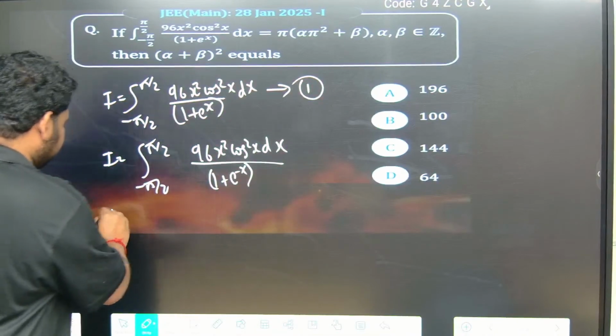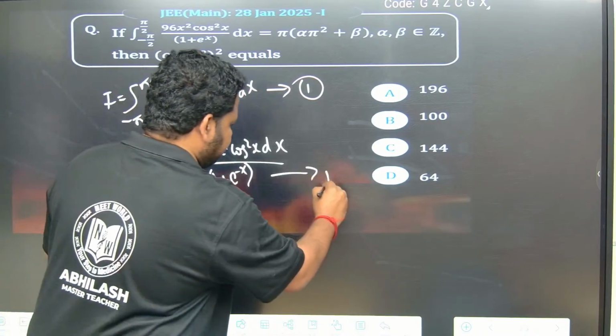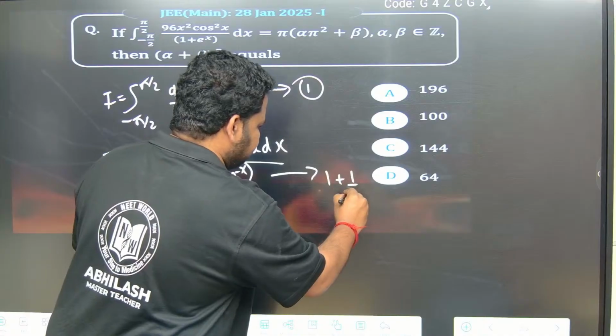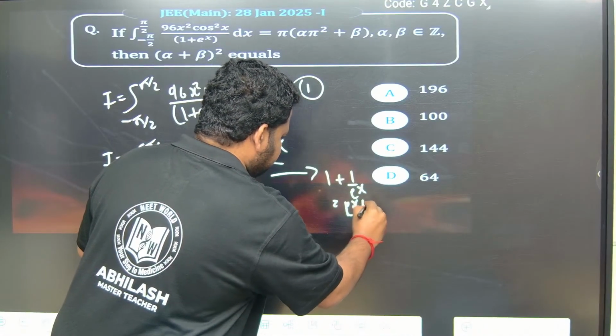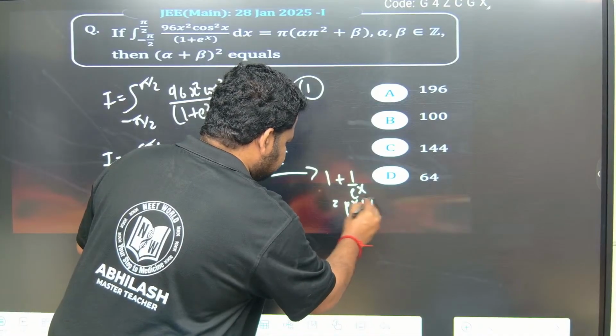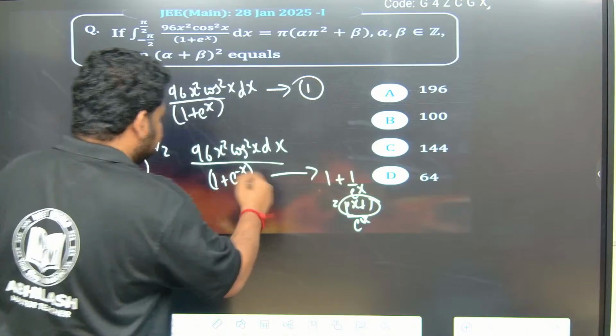Now, if I take 1 plus e power minus x here, I will write it here, 1 by e power minus x, I can write it as 1 by e power x. So, this will transform into what? e power x plus 1 by e power x. So, this will be in the denominator, this will come to the numerator. I am talking about this. Okay. So, what will happen here?